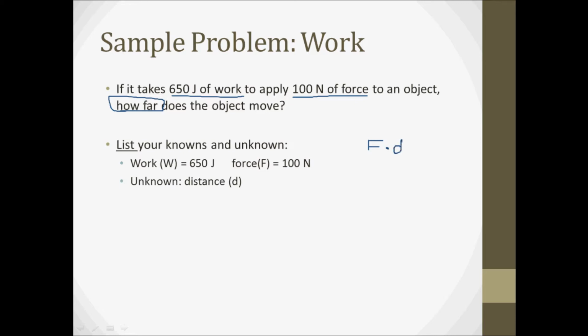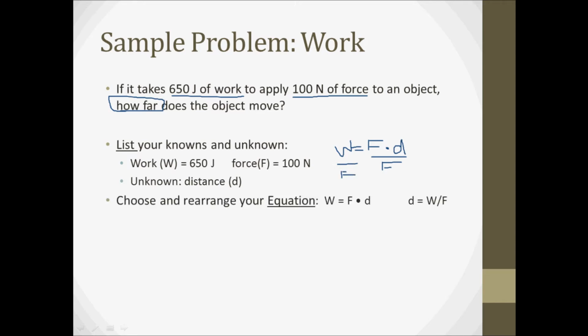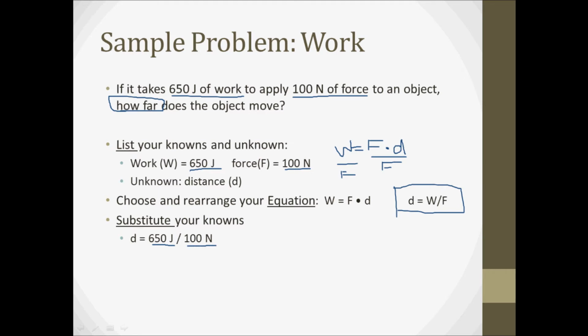We have our work equation, but this time we want to get the d by itself, so we have to divide by our force. Which looks like this. So this is the equation we're going to use. D equals work divided by force. So we're going to plug in our knowns where they belong. Our work goes in as 650 joules. Our force, or F, goes in as 100 newtons. Next, you're going to actually solve that. So 650 divided by 100 is 6.5.